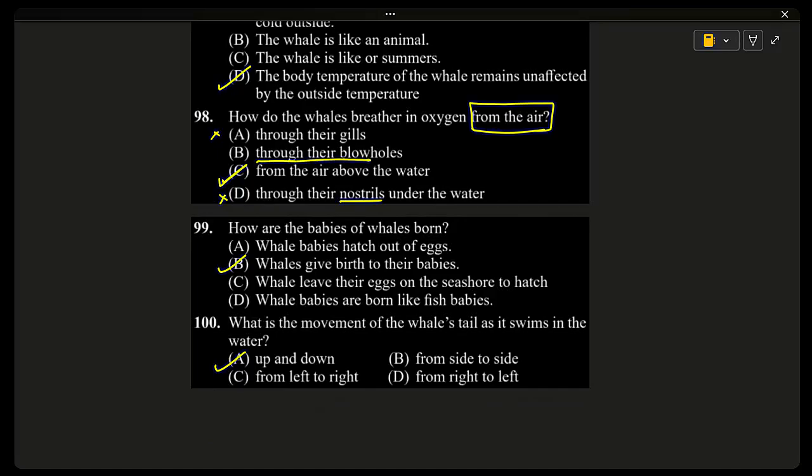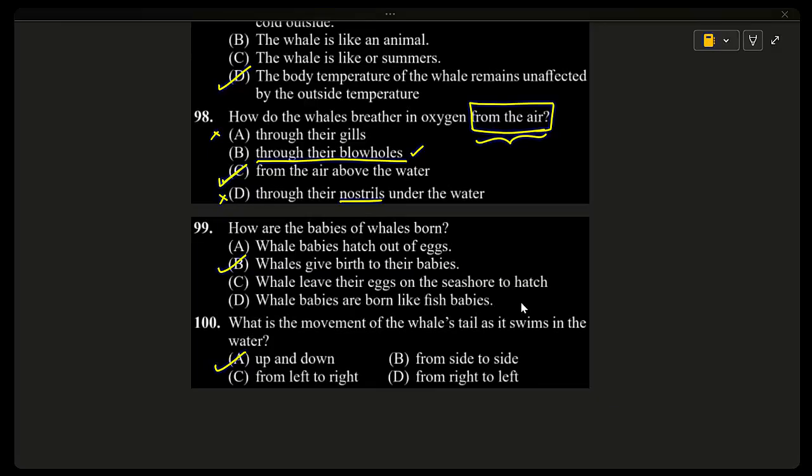B is not wrong. It is correct only. But in this context, we have to go for C because they mentioned how do the whales breathe in oxygen from the air. So from the air above the water. They are asking, mentioning about the air. Which air? From the air above the water. Okay, Varshini. Okay, sir.